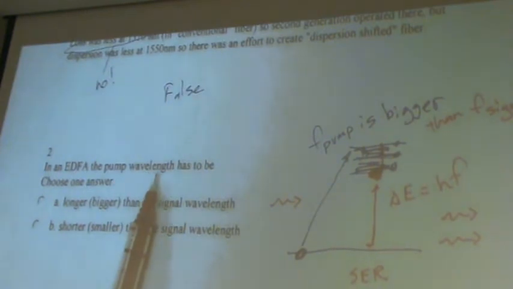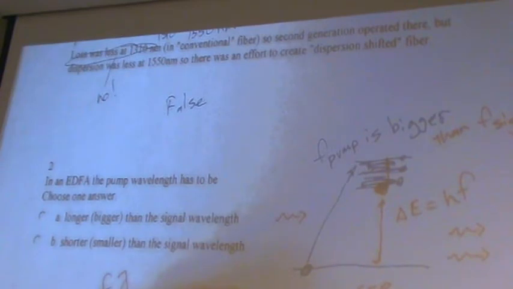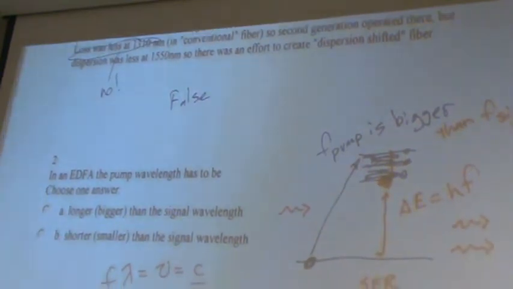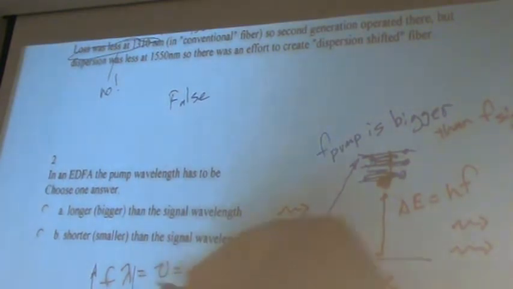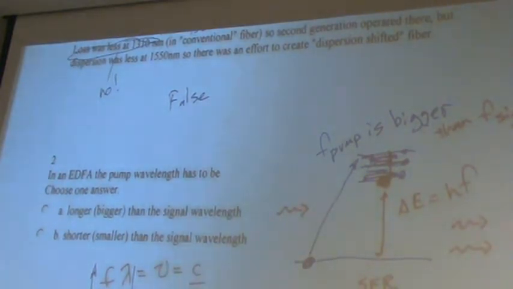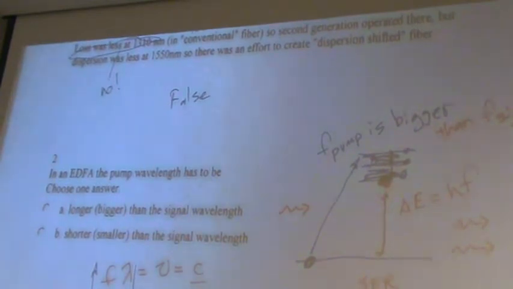So someone could ask this in a different way. They could say the pump frequency has to be bigger than or smaller than the signal frequency. Then pump frequency has to be bigger, but because frequency times wavelength is some constant, Einstein's speed limit divided by the index of refraction, the phase velocity, then if frequency is bigger, that corresponds to wavelengths that are smaller. Right? With me? Questions on that?